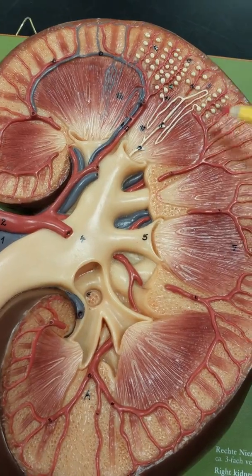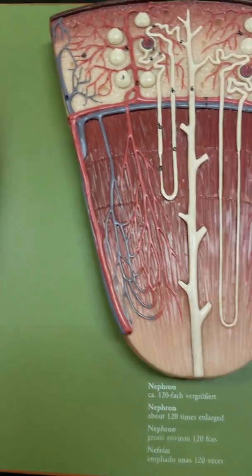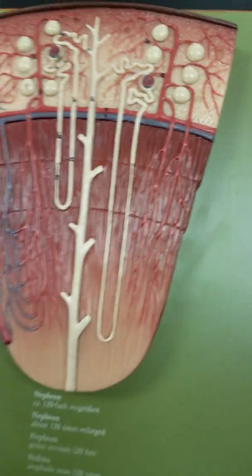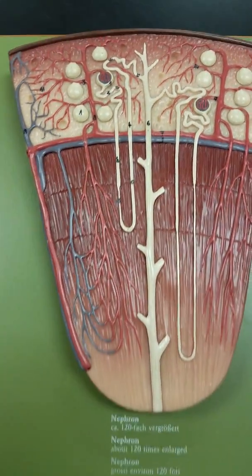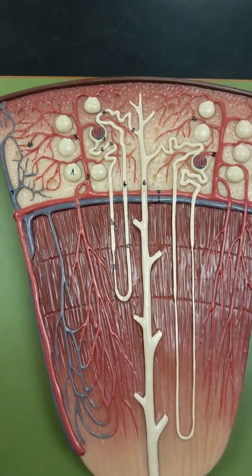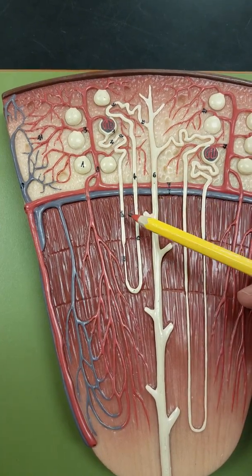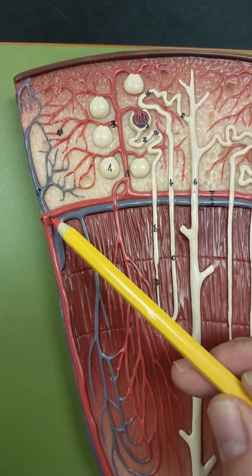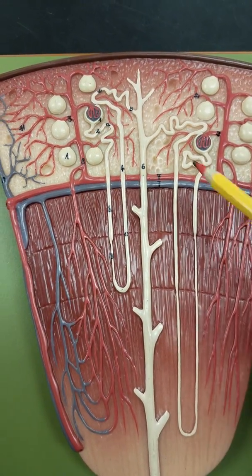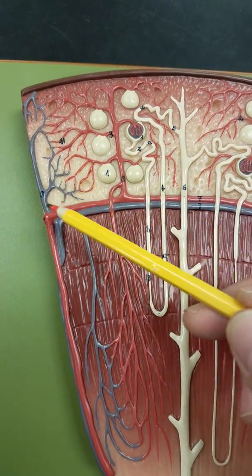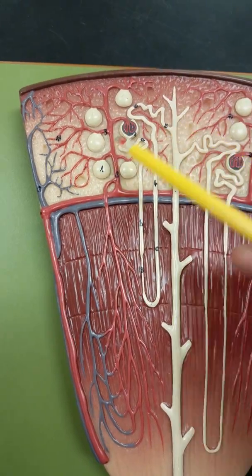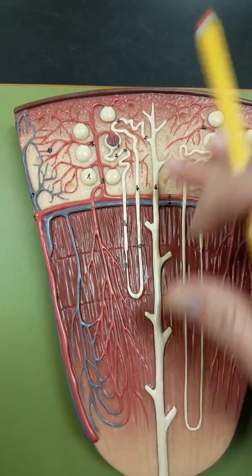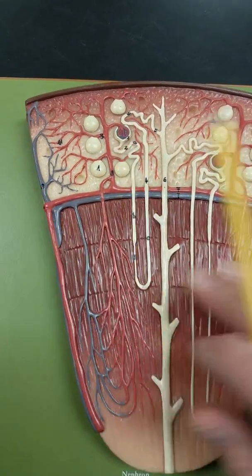Now, out here in the cortex, this is where we find our nephrons. So the nephrons are the smallest functional units in the kidneys. You have approximately 1 million nephrons in each kidney. Now, here we can see the arcuate artery and vein going across. We can see the cortical radiates running vertically again into the cortex. So this area is the cortex, this area is medulla.